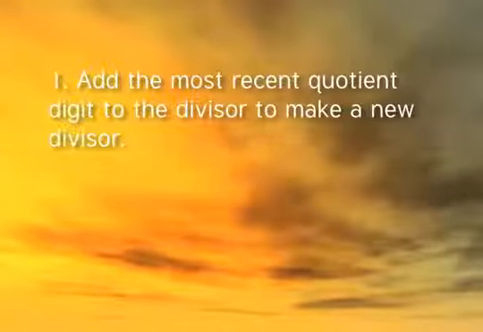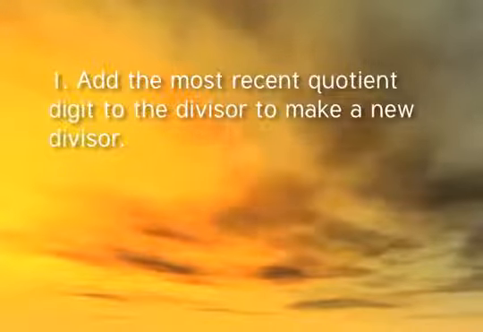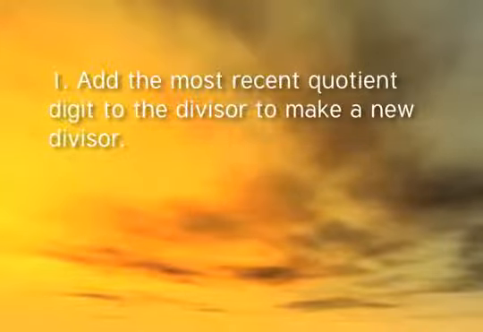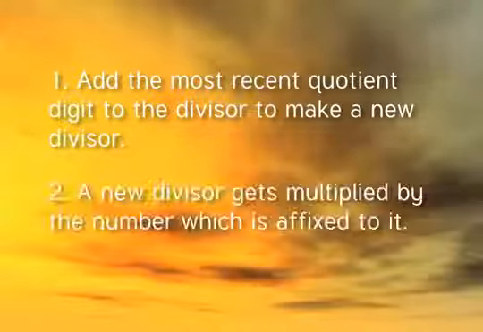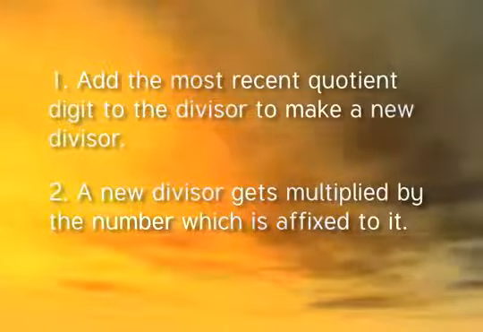So here are the rules. Rule 1, after each step, always add the last quotient digit to the divisor to make a new divisor. Rule 2, a new divisor gets multiplied by the number which is affixed to it.